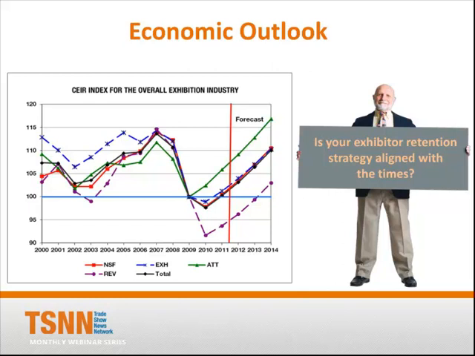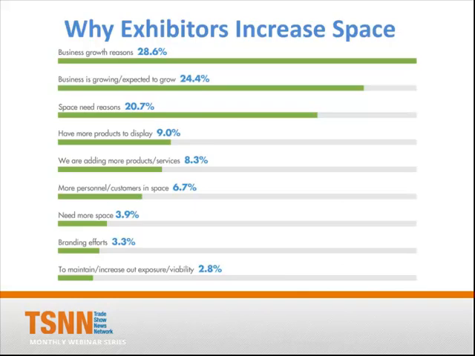So let's take a look at what are the types of things that motivate exhibitors. Why do they actually increase? What would cause them to increase space? One might be that their business is actually growing, so they want to make sure that they are there, or that they're expecting it to grow. They may just need larger space, or they may have more products to display. And they might be adding new products and services that they want to promote, or they just need to have more people in their space. They may be having a new focus on their branding efforts, and they may just want to increase their visibility. Those are some different reasons as to why exhibitors might want to increase their space.